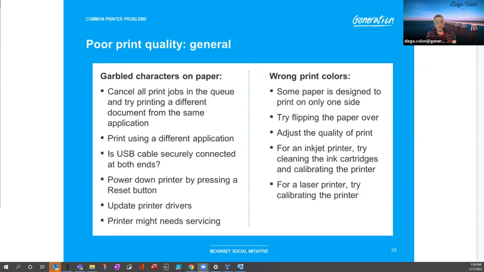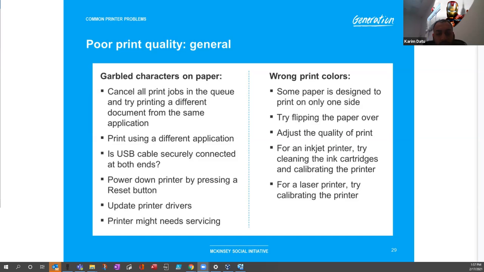The next one here, if you can help me out, please. Poor print quality in general. Garbled characters on paper. Cancel all print jobs in the queue and try printing a different document from the same application. Print using a different application. Is the USB cable securely connected at both ends? Power down the printer by pressing the reset button. Update printer drivers. The printer might need servicing.